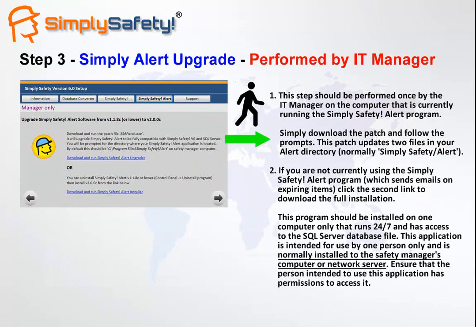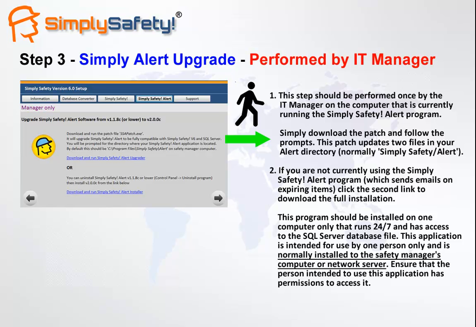Step 3. Simply Safety Alert Upgrade performed by the IT Manager. This step should be performed once by the IT Manager on the computer that is currently running the Simply Safety Alert program. Simply download the patch and follow the prompts. This patch updates 2 files in your alert directory, normally Simply Safety Alert. If you are not currently using the Simply Safety Alert program, which sends emails on expiring items, click the second link to download the full installation.